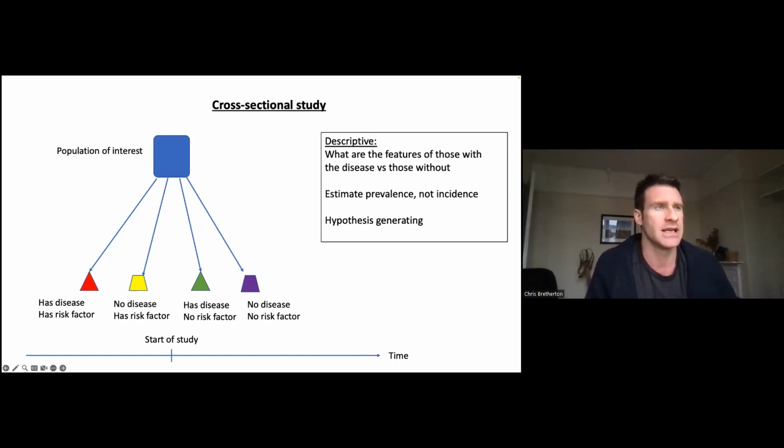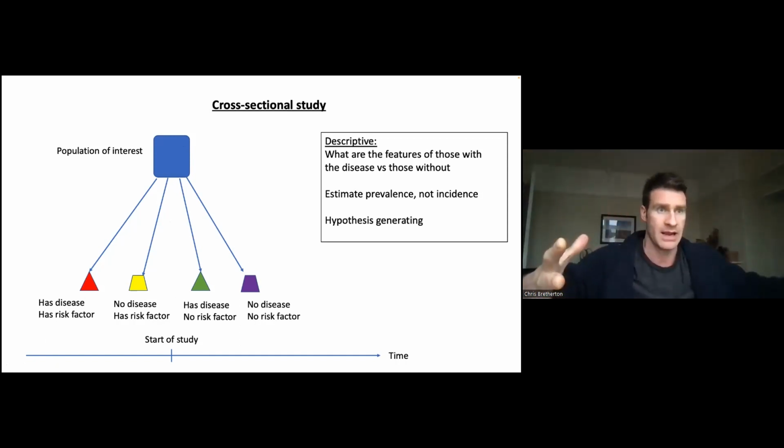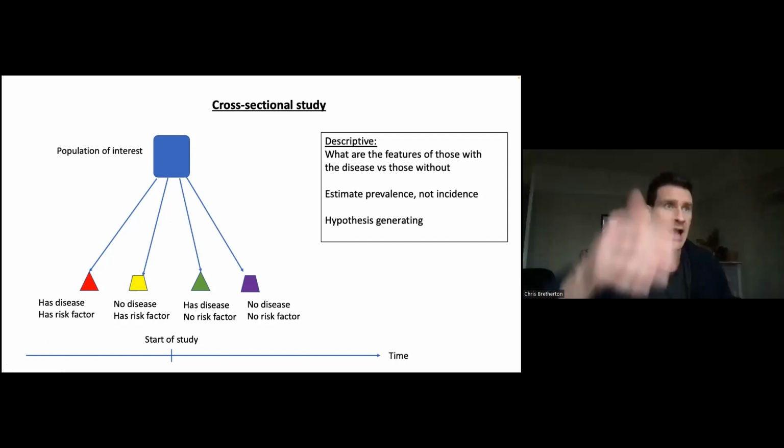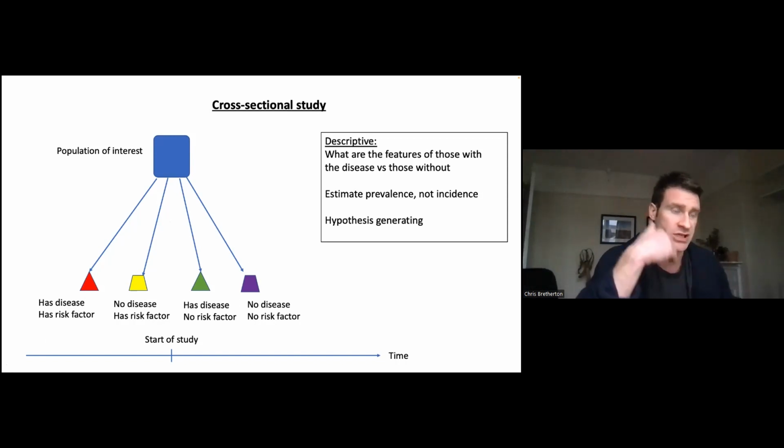The key to that is that it estimates prevalence and not incidence. Prevalence is just, in the current population, how many people have a certain disease. It doesn't tell you about incidence, which is how often new cases appear.